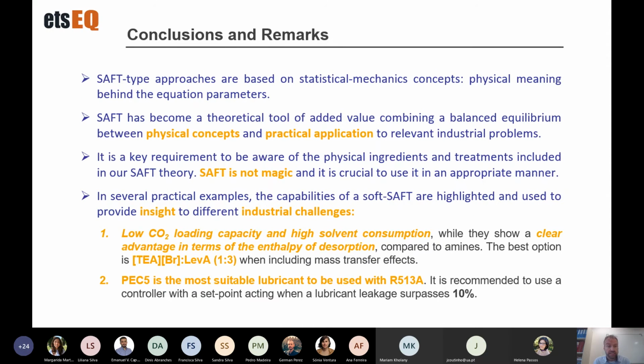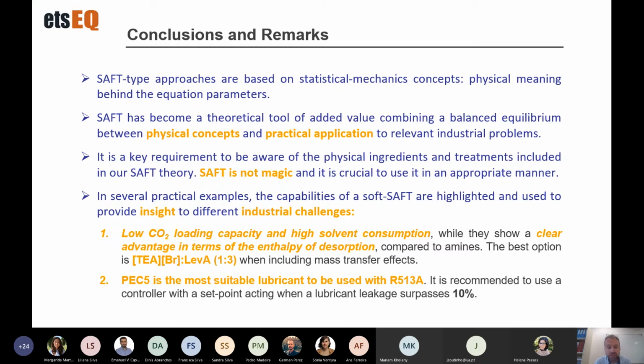To conclude, I would like to say that SAFT is nothing magic. It's just an equation of state which has limitations, but has several advantages. The idea is that we are based on physical concepts and have coarse-grained methods that have limitations, but can give more information than classical equations of state when there are interactions that are not specifically considered for those classical equations of state.